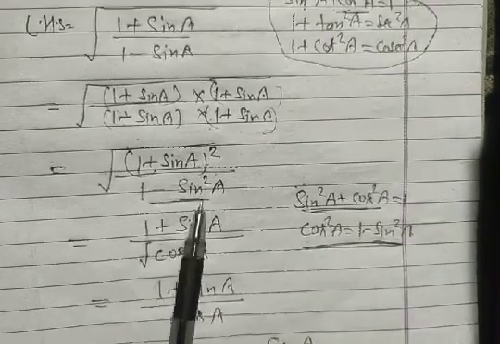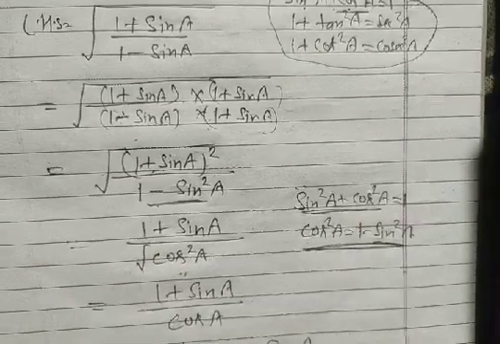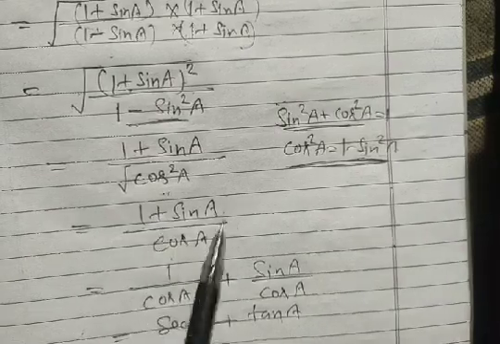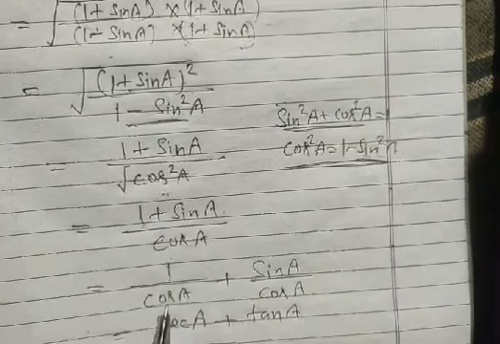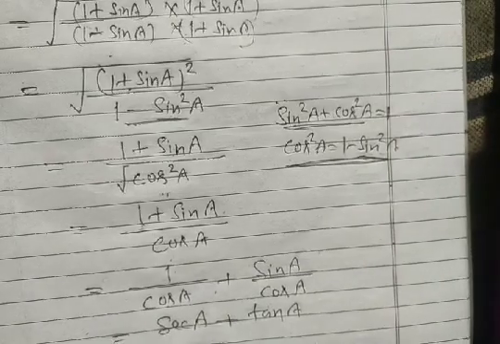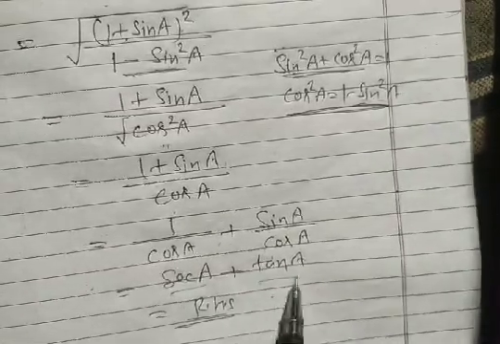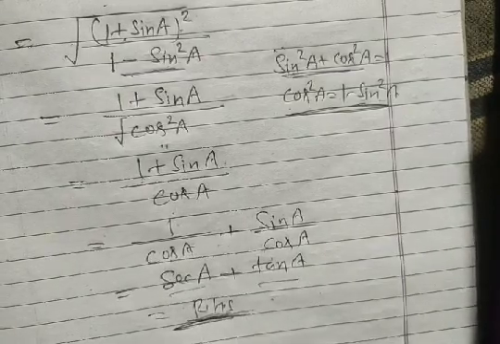Then here we write under root cos square a. Taking this outside the square root, we have cos a. Now we have 1 plus sin a upon cos a, and dividing separately, we have 1 by cos a plus sin a by cos a. We know that 1 by cos a is equal to sec a, and sin a upon cos a is tan a. This is what we had to prove.